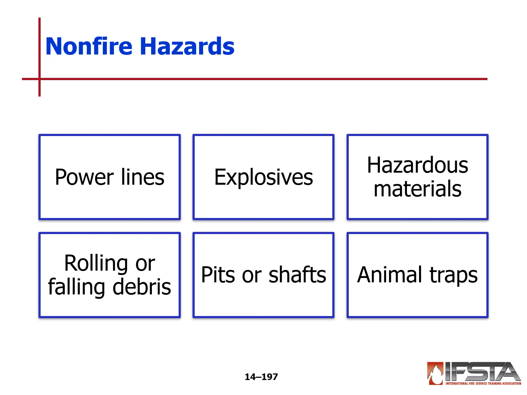Explosives may be present, especially on farms and construction sites. Any hazardous materials. You may have propane cylinders in backyards, things like that. Rolling or falling debris, such as on hillsides. We got to watch out and be cognizant of pits or shafts, sinkholes, and even animal traps. People who live on farms set traps for animals such as coyotes, and we can get into those as well.